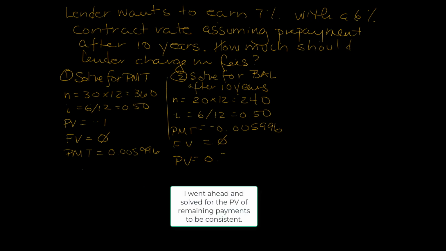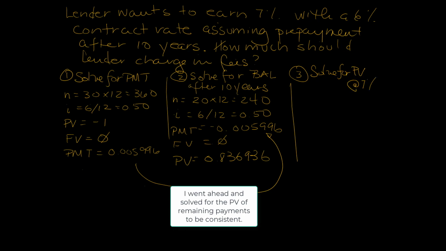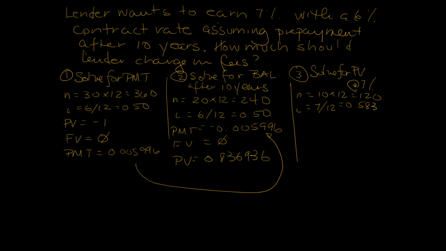And now I could do this a little differently than we've done in the past. Instead of solving for the present value of the remaining payments, I'm going to solve for the future value of the payments that were actually made. And so I'm going to get a future value of 0.836857.